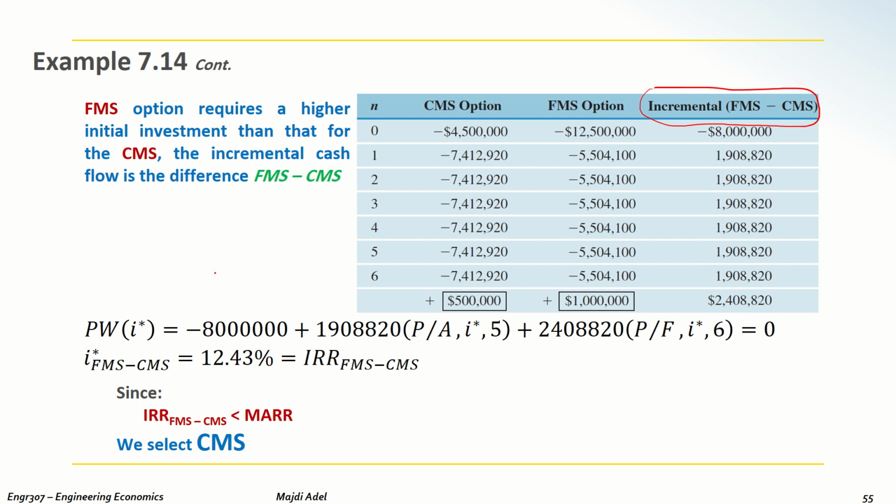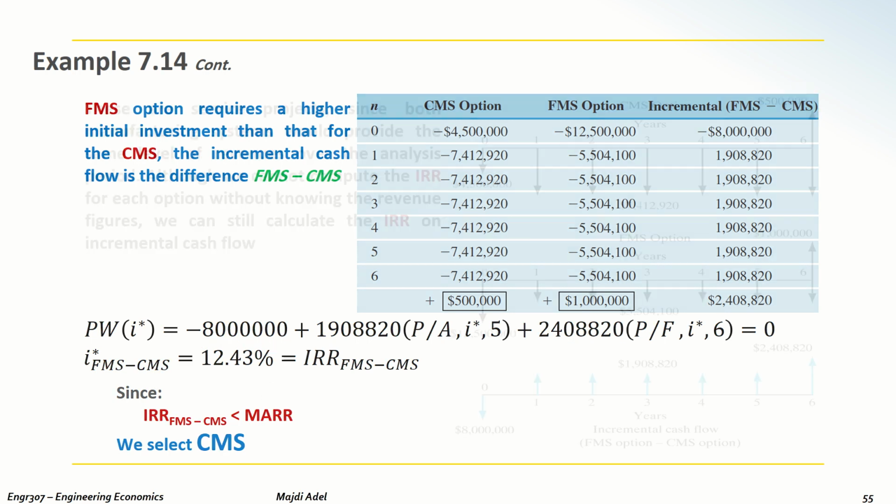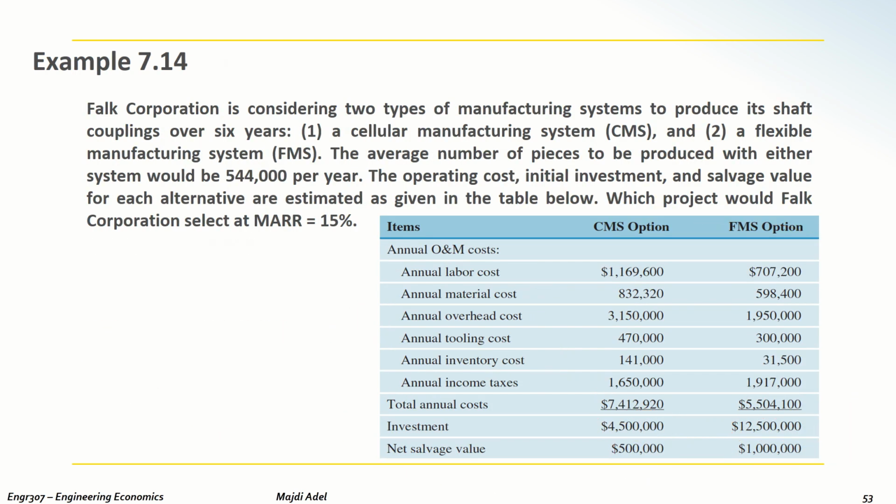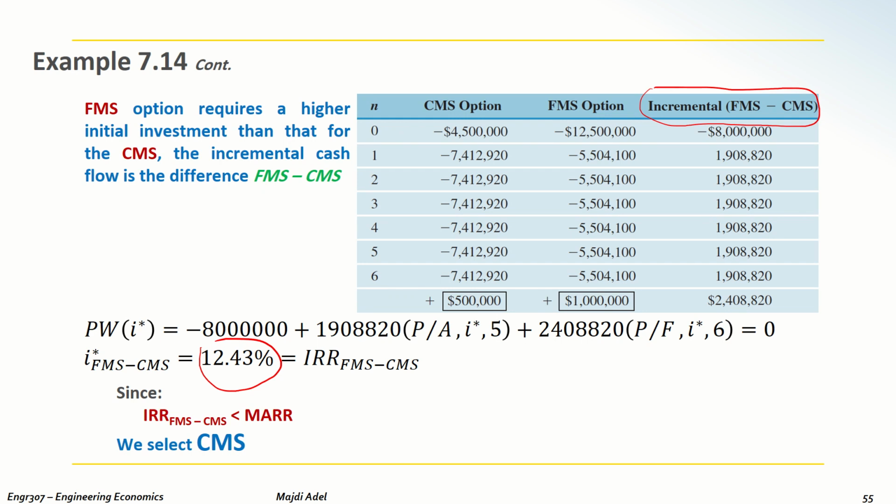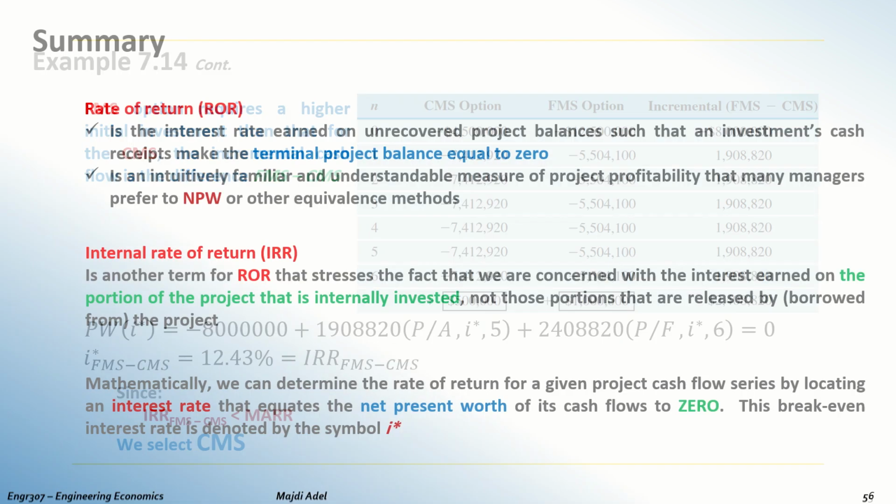Okay, now we need to calculate the internal rate of return, solving the present worth equals 0. We will get an internal rate of return of 12.43%. Since it is less than the MARR for this company, which is 15%, we will choose the CMS option.